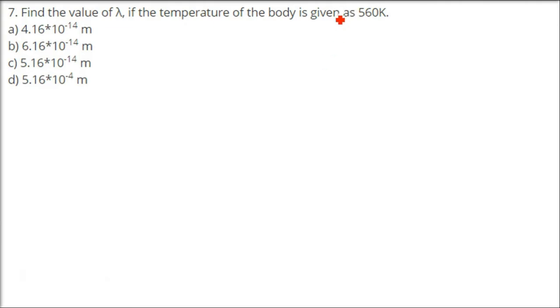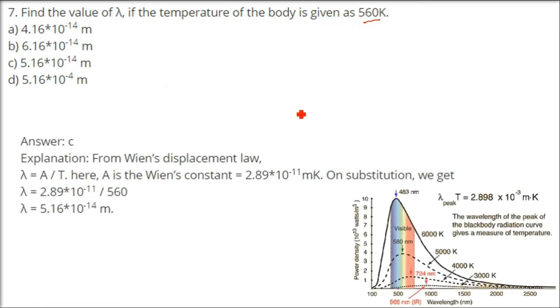Find the value of lambda if the temperature of the body is given as 560 Kelvin. Temperature of the body, capital T, is given. We have to find out lambda. To have a relationship between the wavelength and the temperature, Wien's displacement law is lambda equals A by T. A is Wien's constant, which is 2.89 into 10 to the power minus 11, and we can apply it here because temperature is given, and lambda can be found, and lambda will be the wavelength in meters. With temperature 560, this is going to be 5.16 into 10 to the power minus 14 meter. C is the correct answer.